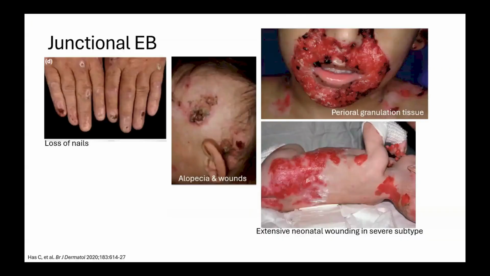And these are some photos of junctional EB. So here's that granulation tissue that I was talking about, or it can be thicker. And in junctional EB, it really does like to be around the mouth. This is a patient with the more severe subtype, and you can see the extensive wounding in the neonatal period. On the left, these are patients with the intermediate subtype, and you can see the loss of nails, as well as this pretty characteristic alopecia and wounding.